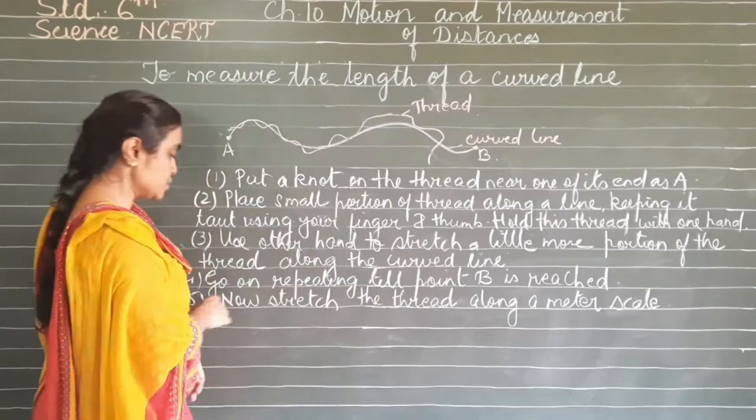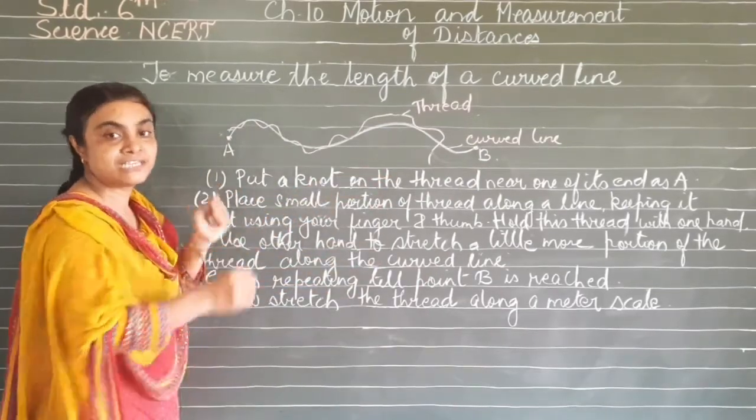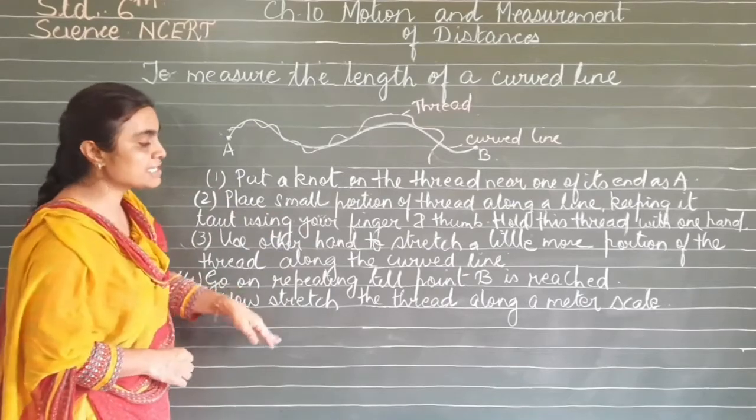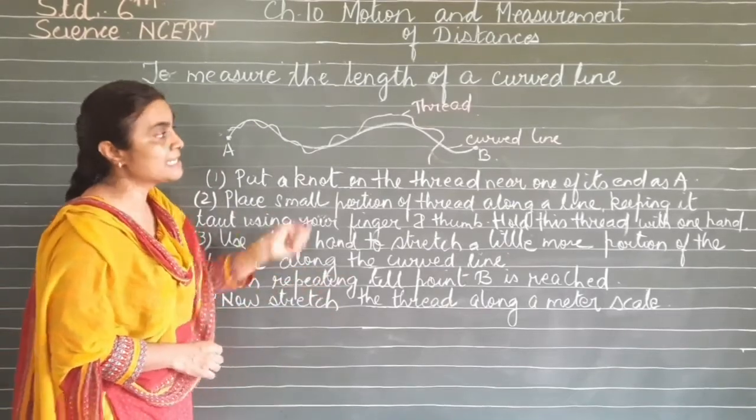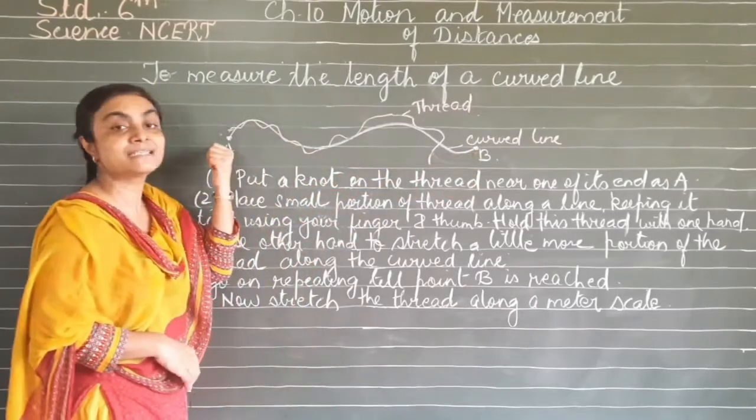over here. So go on repeating till the point P is reached. Till then I will stretch the thread. Now stretch the thread along a meter scale. Now I will remove the thread. Here the marking is B and here there is a knot.